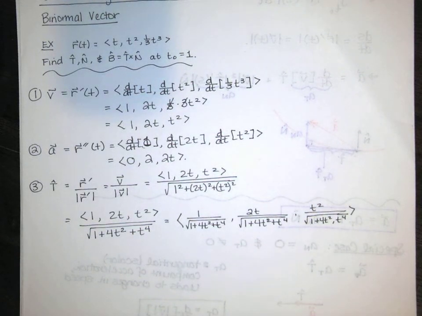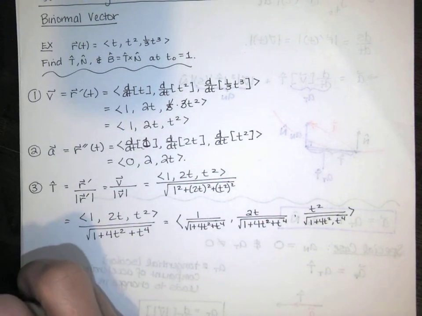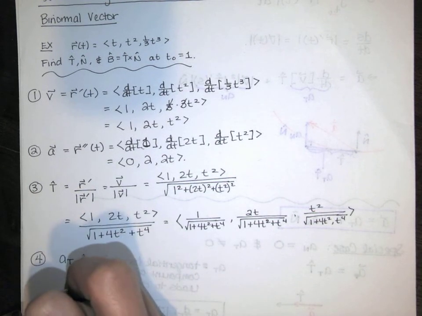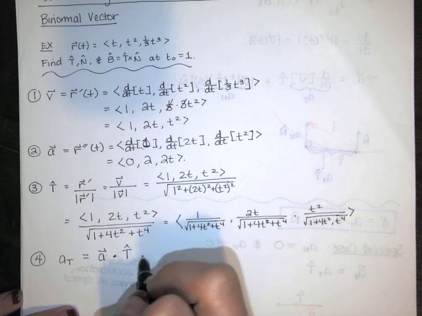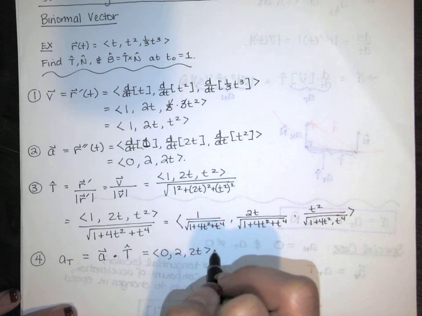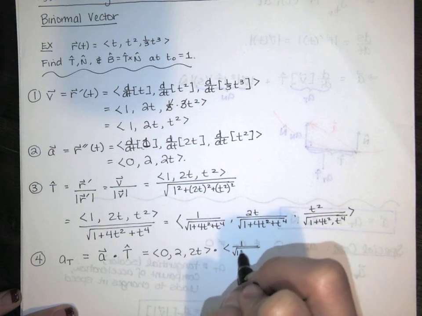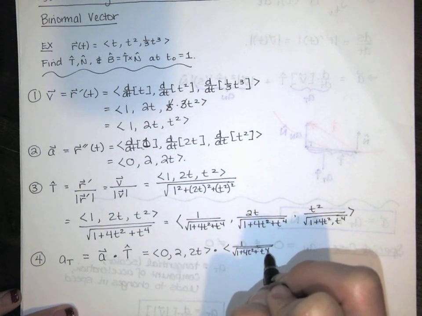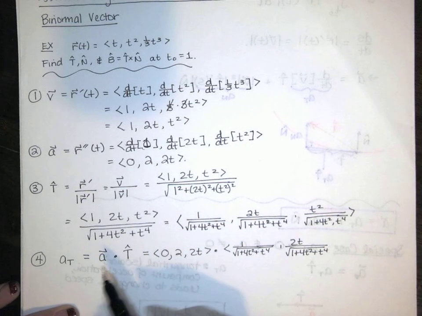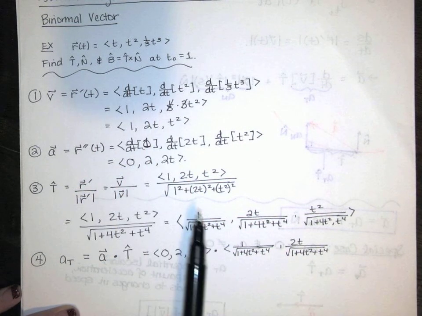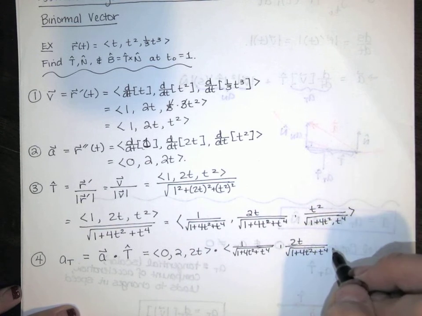Okay, so now we're going to find a sub t. That's the tangential component of acceleration. That's just a, the acceleration vector, dotted with T hat. So I'm finding the projection of my acceleration vector onto the unit tangent. That means I'm taking this very simple vector, 0, 2, and 2t, and dotting it with this. It's going to take longer to write it down than to do the dot product, because of those denominators. Look at the vector function we started with. It wasn't that complicated, but that magnitude gets pretty ugly pretty fast.